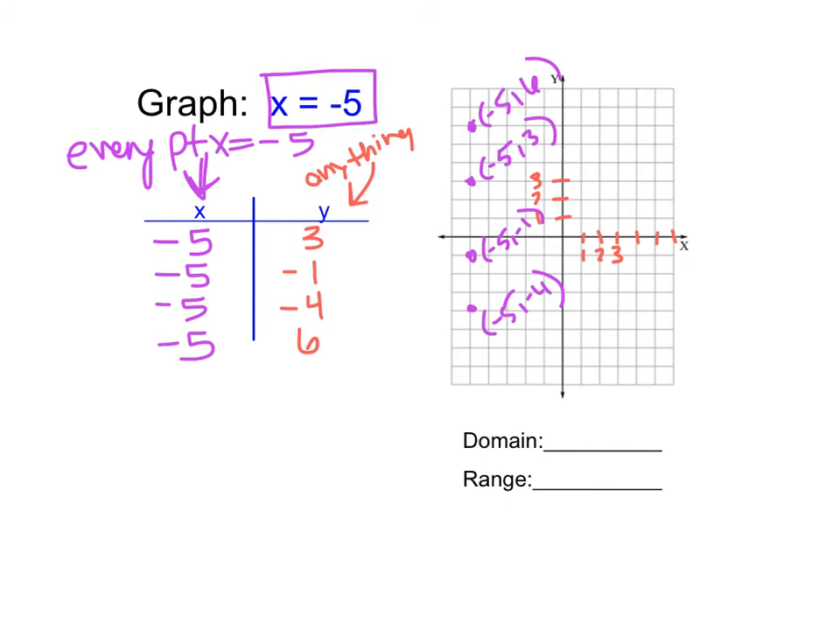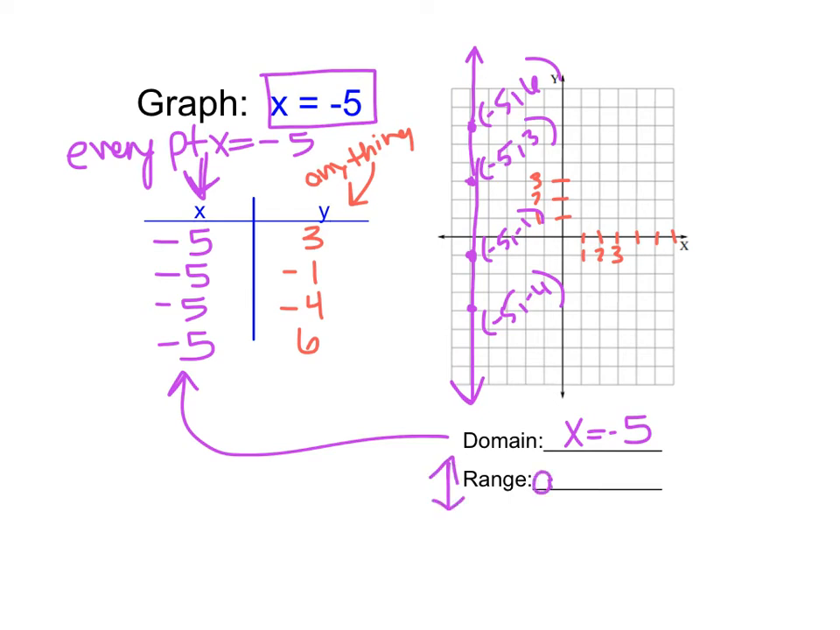And what you should be noticing here is that when all of these x values are -5, we form a vertical line. And then from here, all we need to do is determine our domain and our range. My domain, what I notice is that I only have one input value. My single input value is x equals -5. So that's all my domain is going to be. For my range, what I notice is that my graph is going forever up and forever down, which tells me that my range is going to be all real numbers.